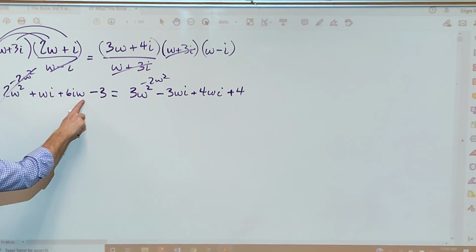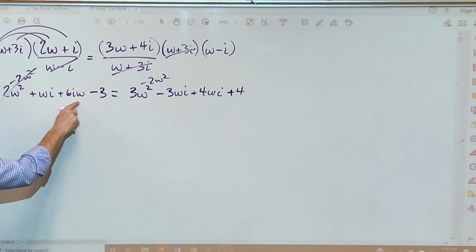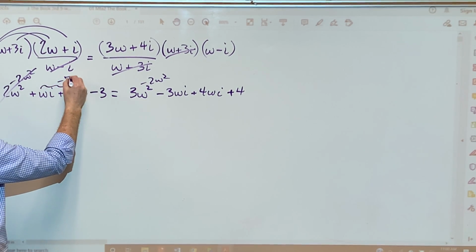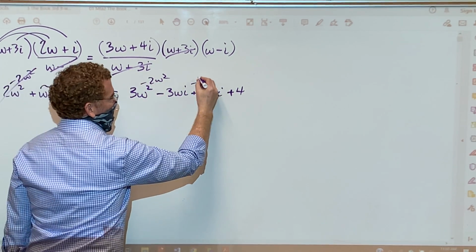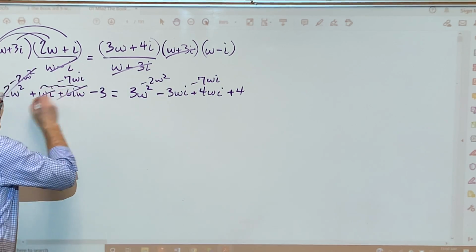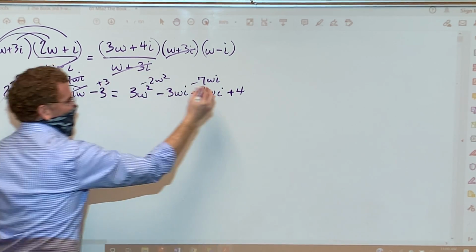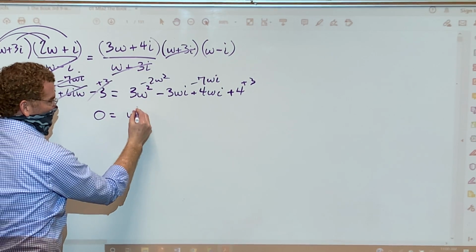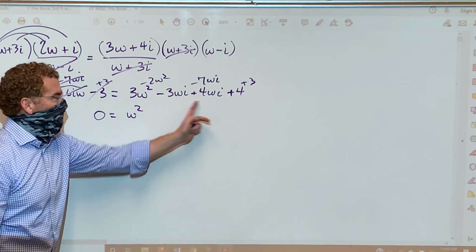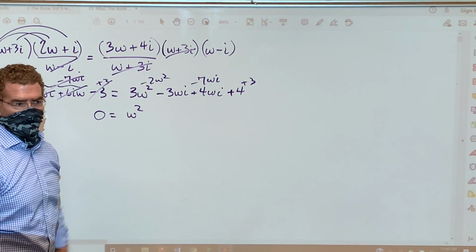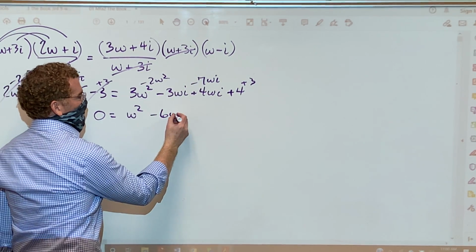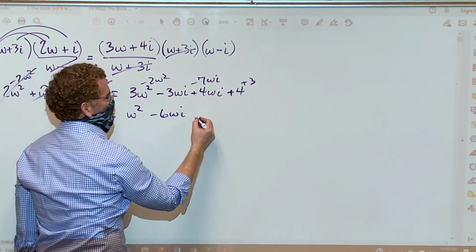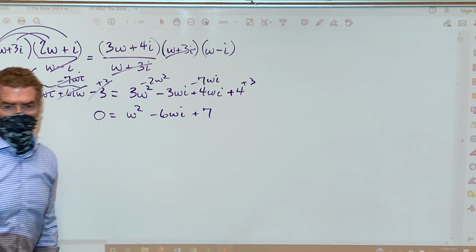This is what? 7wi, so I'm going to subtract 7wi from both sides. And then I'm going to add 3 to both sides. And that gives me, let's see, w squared, and this is what? Negative 6wi, and this is positive 7.